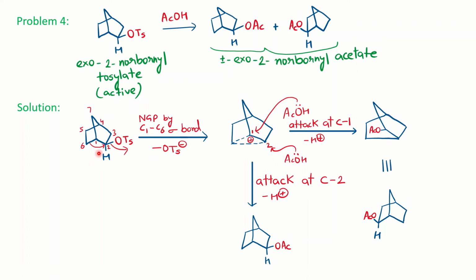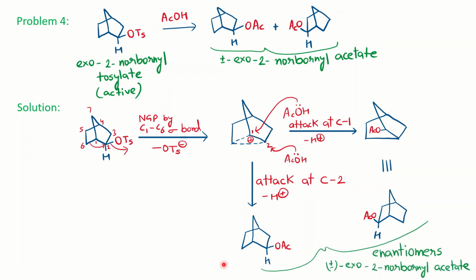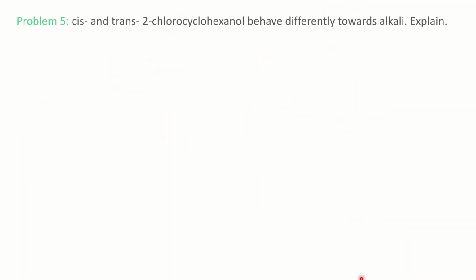If you compare the reactant and the product here, OTs is replaced with OAc. So retention of configuration, inverted configuration. Here we are basically getting the enantiomers, which are plus-minus exo-2-norbornyl acetate. This racemic mixture is possible only because of the NGP, which is also enhancing the rate of reaction. So lone pair of electrons, pi bond and sigma bond do participate as NGP.